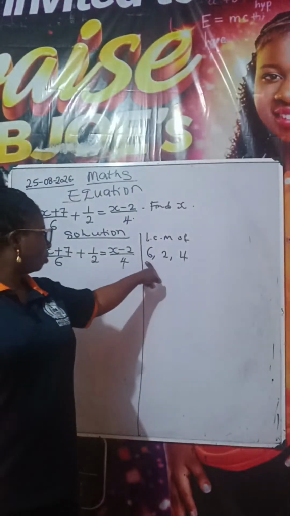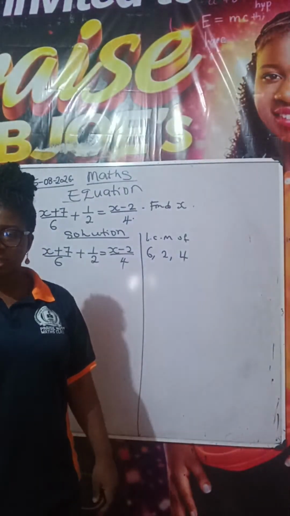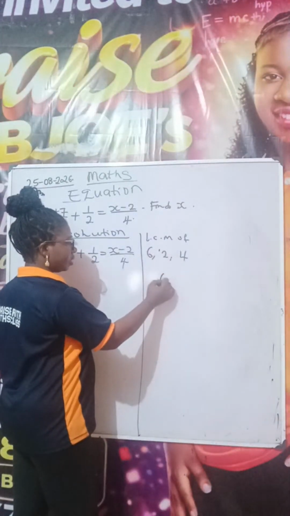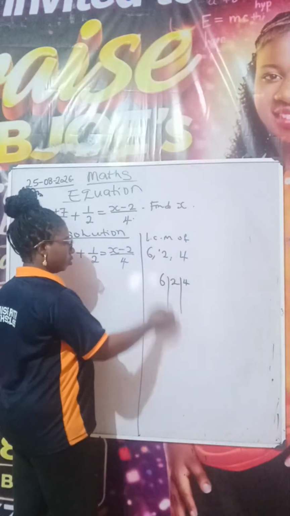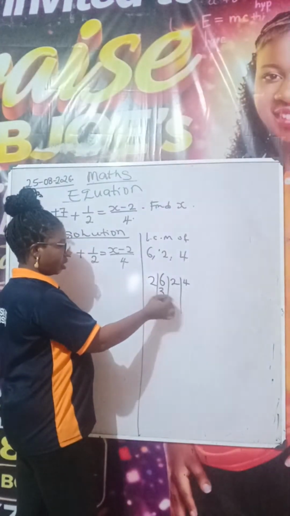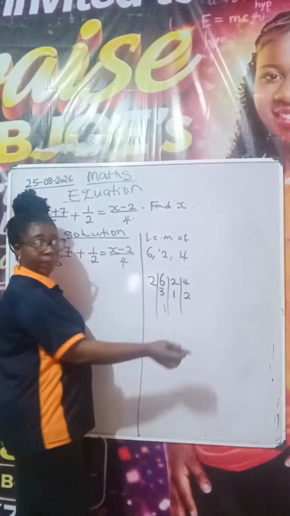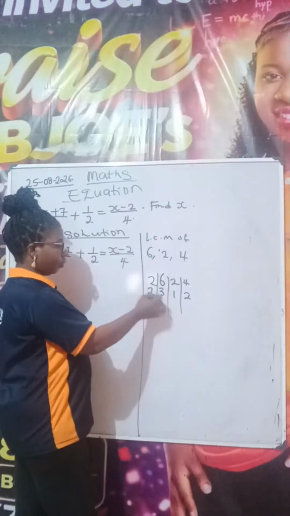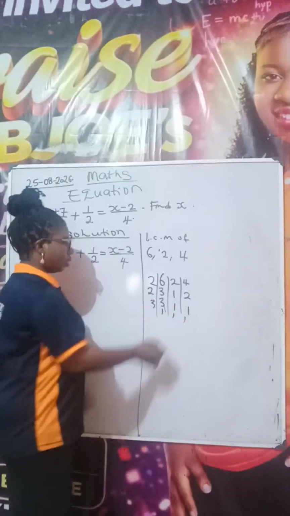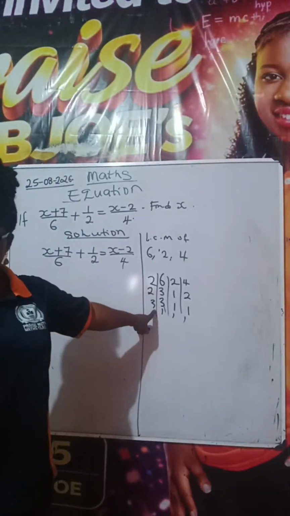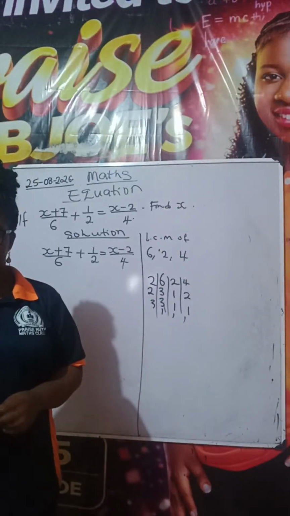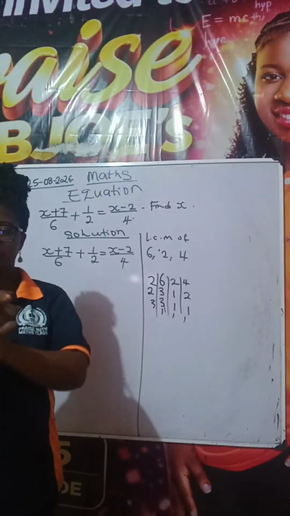Now, what is the LCM of all this? Should we quickly calculate it? So LCM of 6, 2, 4. 2 will go and divide, which gives 3, 1, 2. 2 will still go, 3, 1, 1, and 3 will go. So the LCM is multiplying all of these, and that will give us 12. Did you understand it? LCM is 12.